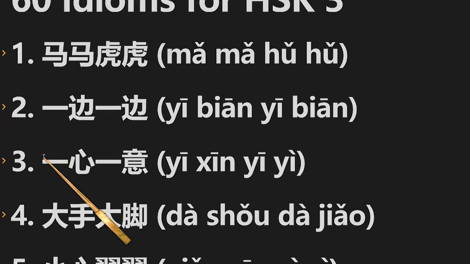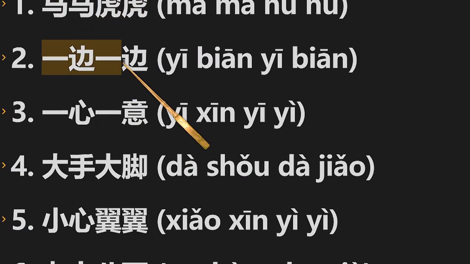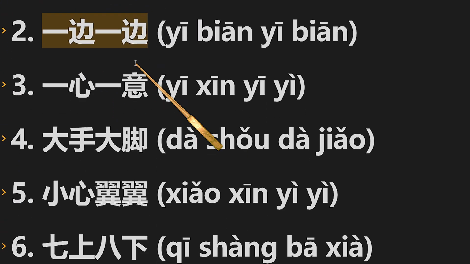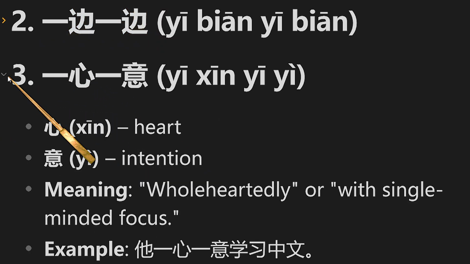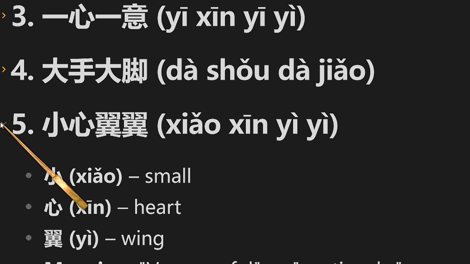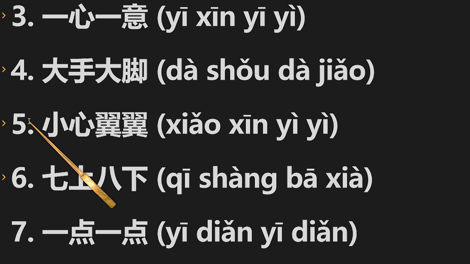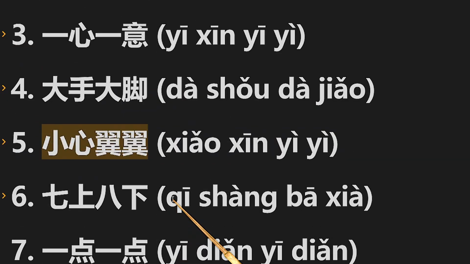As you can see, we already know 6 idioms. This one is very cool. 马马虎虎. This one is more of a grammar point. 一心一意, also a very good one, with single-minded focus. It's similar to this one, 小心翼翼, very cautiously, very careful. Maybe not so similar. But still. So see you in the next lesson.